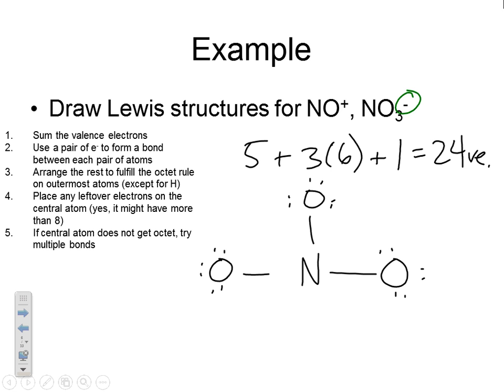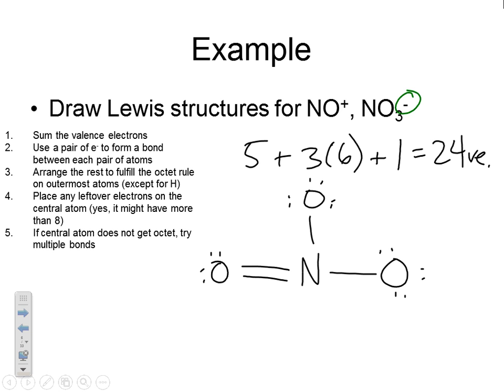So I'm going to make one of the lone pairs into a double bond between the oxygen and the nitrogen, like that. Now, undoubtedly a question that you're thinking right now is, does it matter which oxygen I take the lone pair off of to make into a double bond?